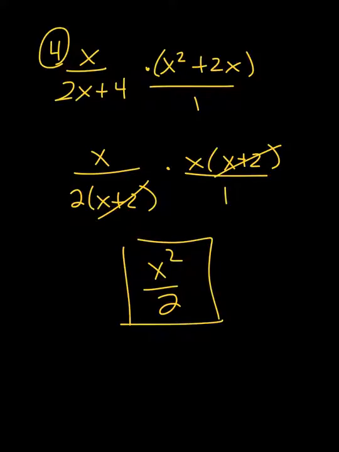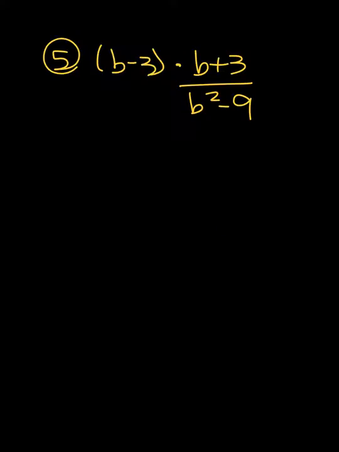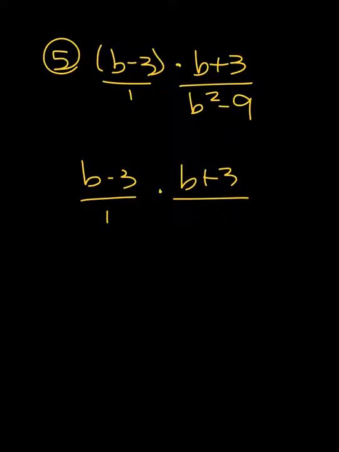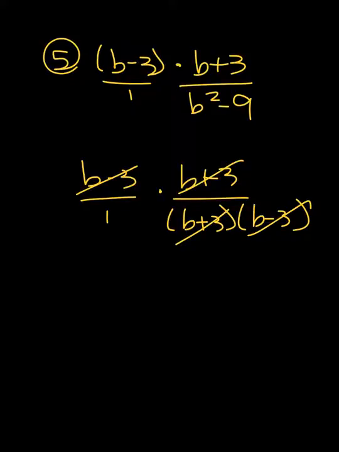That's my final answer. In our last problem for today, I have b minus 3, which again is really a numerator, so if that helps you to write it like that, go ahead and write that like that, times, my numerator here is b plus 3, and then my denominator is b squared minus 9. Now I have a perfect square minus a perfect square, which will factor to b plus 3 and b minus 3. Now I have a b minus 3 in my numerator, one in my denominator, and then I have a b plus 3 both in my numerator and my denominator. So when I'm done, this actually simplifies to just the number 1. So that's my final answer.